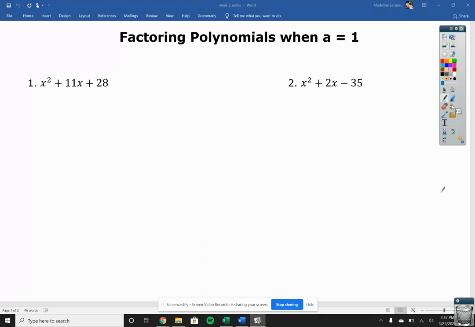These are going to be the week 2 notes for factoring polynomials. And this is going to be every case when a equals 1. So that means we're not going to have any lead coefficients here. So let's go ahead and start with number 1.